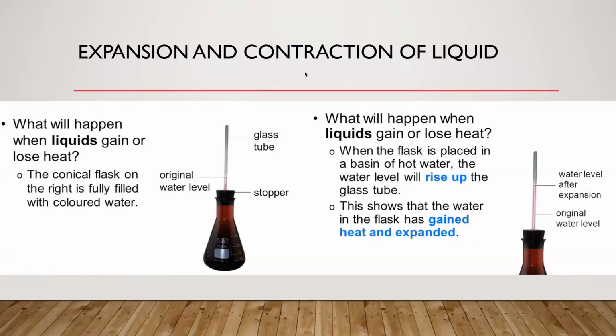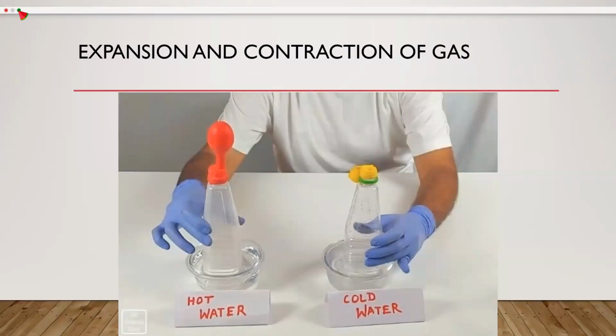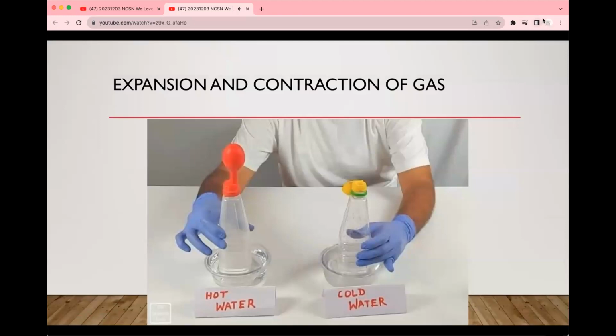After looking at solid and liquid, let's look at gas. Gas also expands when it gains heat and contracts when it loses heat. A balloon is placed over the mouth of the flask. When the flask is placed in a container of hot water, the balloon is filled up. So the air in the flask gains heat from the hot water and expands. As the air expands, it fills up the balloon.